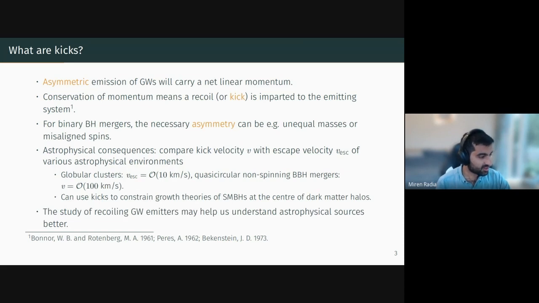Furthermore, the study of recoiling gravitational wave emitters may help us further understand astrophysical sources. A recoiling post-merger black hole can induce a blue or a red shift on part of its gravitational wave signal, and this may be exploited in future gravitational wave observations with next generation detectors to directly measure kicks. And these effects should be taken into account in future ringdown tests of general relativity with third generation detectors in order to avoid systematic biases.